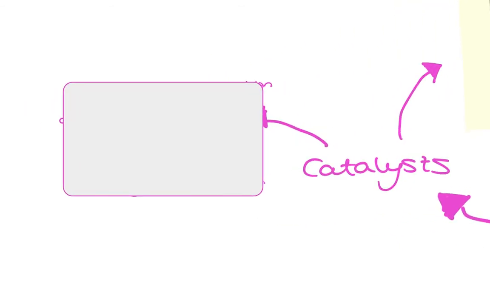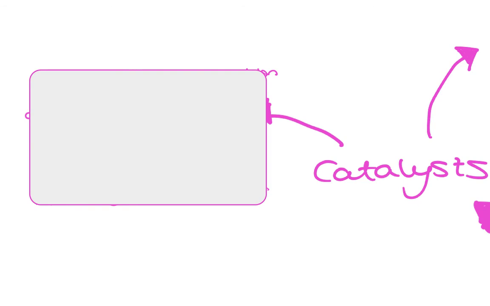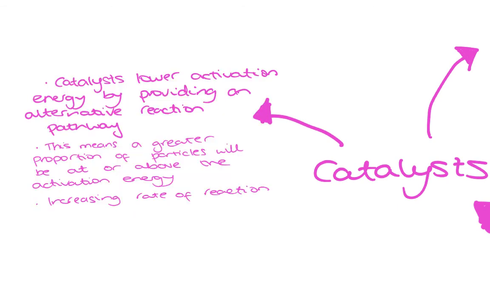Catalysts. I'd like to pause the video now and explain to me how adding a catalyst can increase the rate of a reaction. Okay, so catalysts lower the activation energy by providing an alternative reaction pathway. This means a greater proportion of particles will be at or above the activation energy. This increases the rate of reaction.